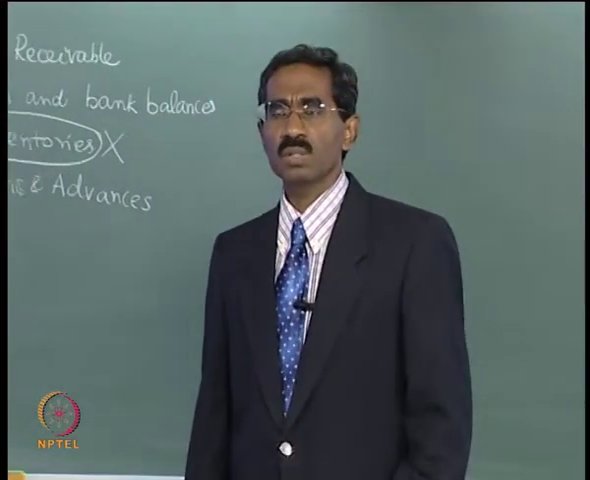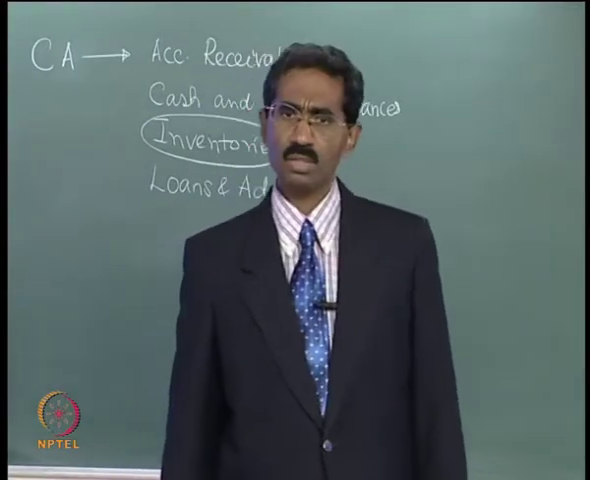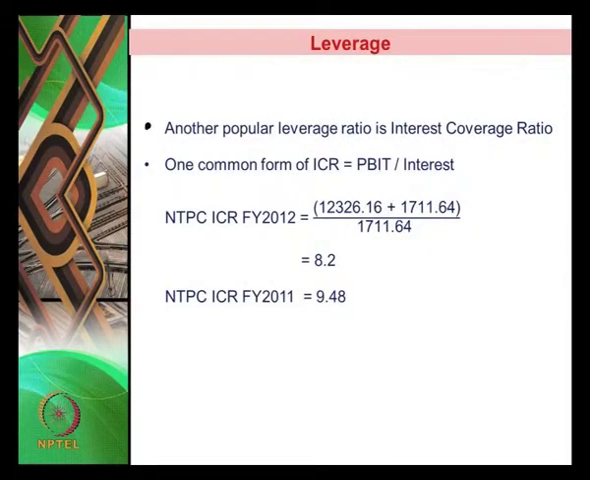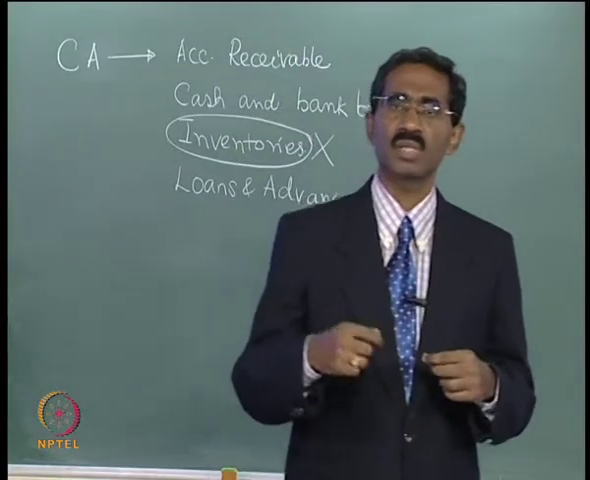Let us try and calculate the interest coverage ratio for the financial year 2011. Using the same procedure, the interest coverage ratio for 2011 happens to be 9.48. Now, between these two numbers, there is a reduction in interest coverage ratio in 2012 as compared to 2011. So in absolute terms, you may find that the lenders would be more comfortable to advance a loan to the company in 2011 as compared to 2012, because the interest coverage ratio has reduced.